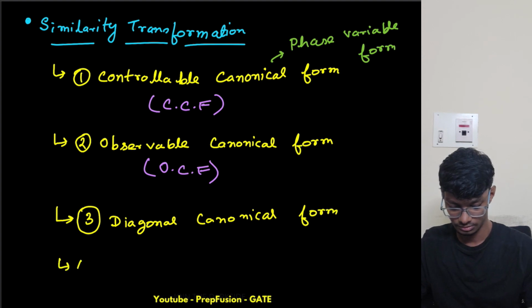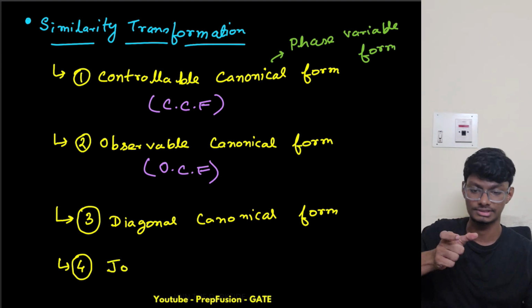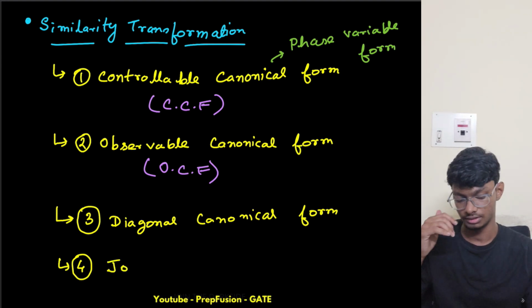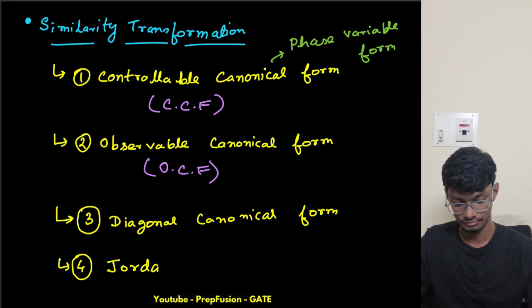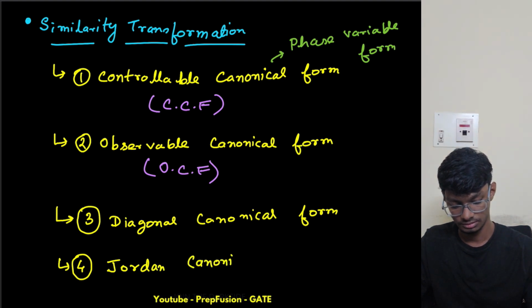And what is the fourth one? The fourth one is Jordan canonical form. So it is just a bit similar to diagonal canonical form, there is just a bit of difference. I have forgotten the spelling of Jordan.